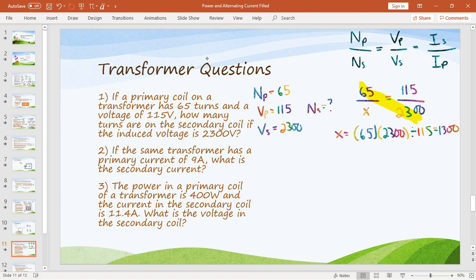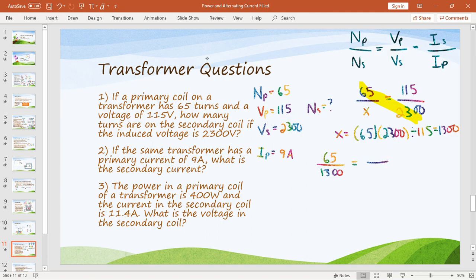What type is it? If I go from 65 to 1300, and from 115 volts to 2300, that's a step up. Okay, same transformer has a primary current of 9 amps. What is the secondary current? IP equals 9 amps. You can use your 115 over 2300 if you want for this, or your new one that you found, your 65 over 1300, your NP over NS, and we're going to make the current ratio.